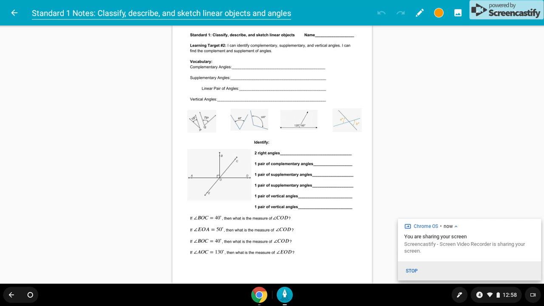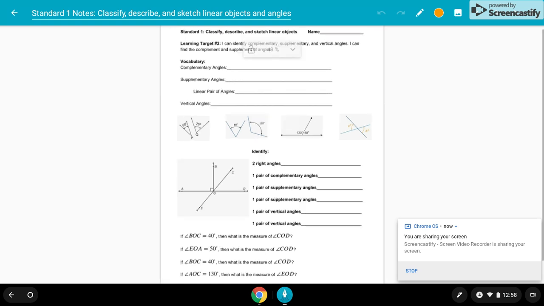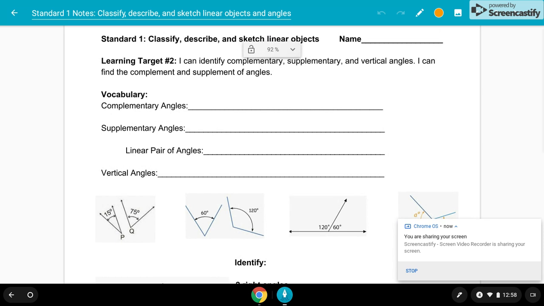Standard 1, classify, describe, and sketch linear objects. Learning target number 2. I can identify complementary, supplementary, and vertical angles. I can find the complement and supplement of angles. All right. Here's some vocabulary for you.